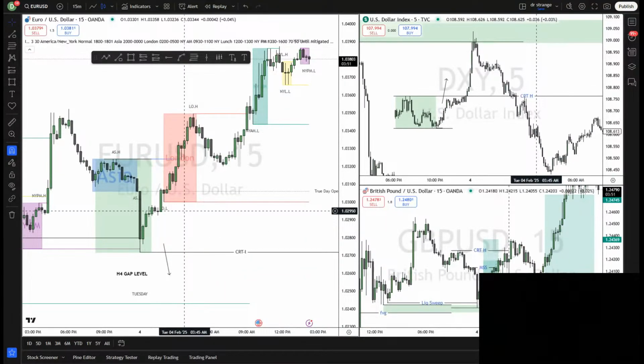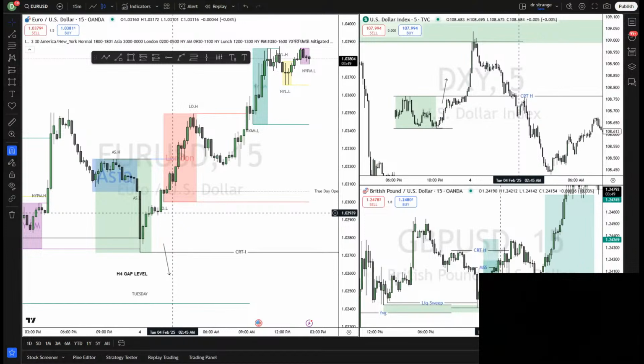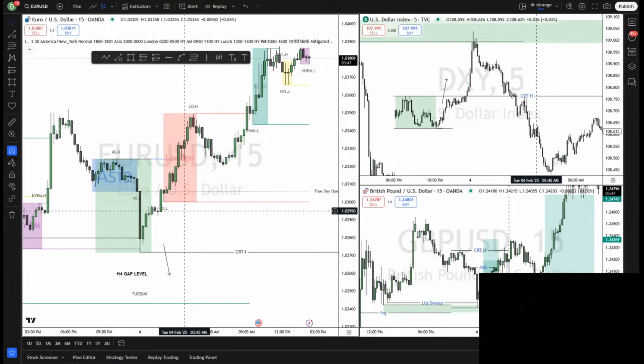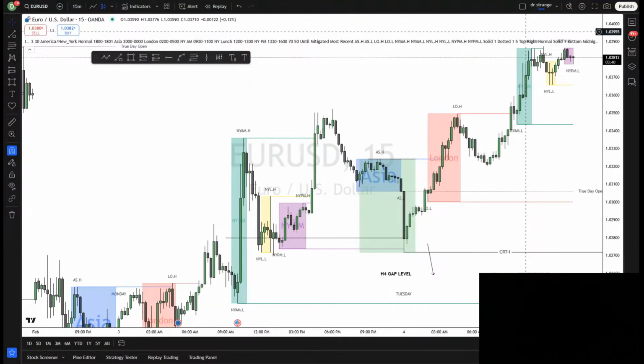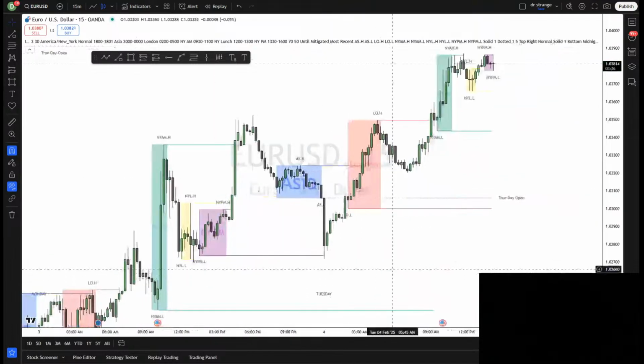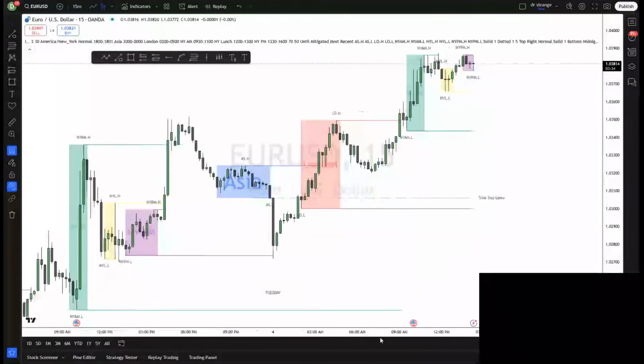If by 3 a.m. London time you're not in the trade, you don't look for another trade. You wait for the second, either 5 a.m. or 1 a.m. I think that's it. That is how we missed today. Now next time we shall not miss.